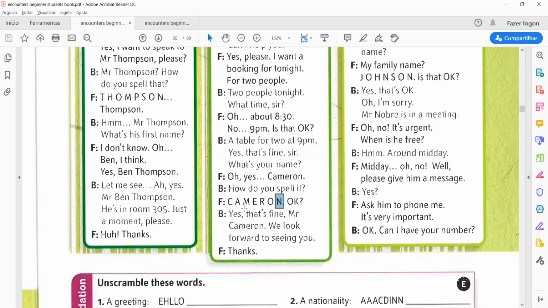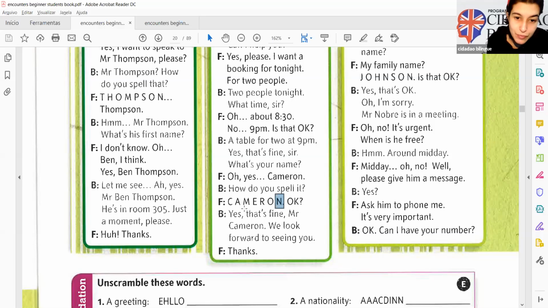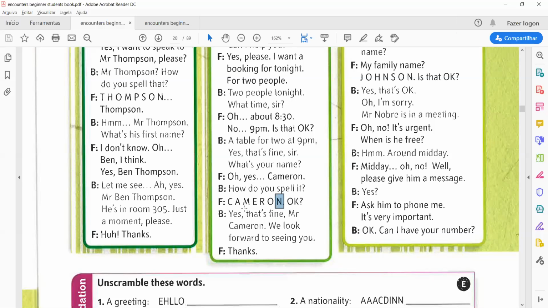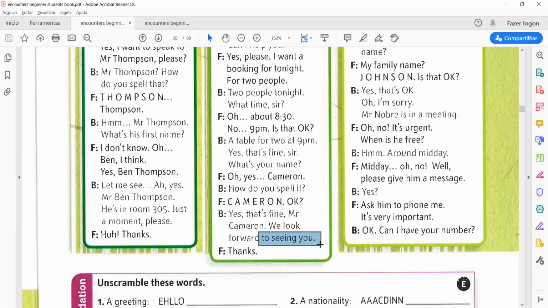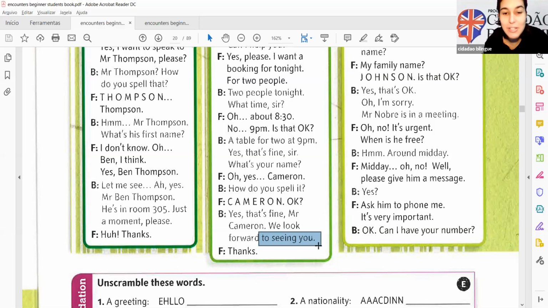Yes, that's fine. Mr. Cameron, we look forward to seeing you. We look. Bruno, please repeat. We look forward. Forward. Very good. We look forward to seeing you. Very good. Fátima, your last line. Thanks.